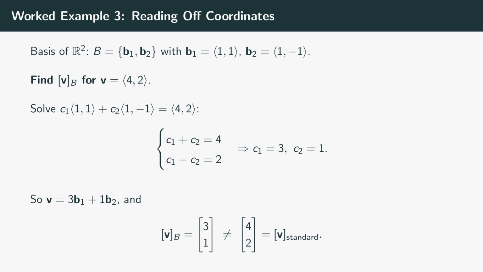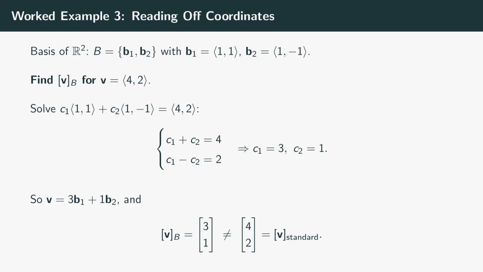Third worked example, write a vector's coordinates in a non-standard basis. Use the basis of the plane whose first vector b1 is 1, 1, and whose second vector b2 is 1, negative 1. Take the vector v equal to 4, 2, and find its coordinates in this basis. That means finding coefficients c1 and c2 so that c1 times b1 plus c2 times b2 equals 4, 2.